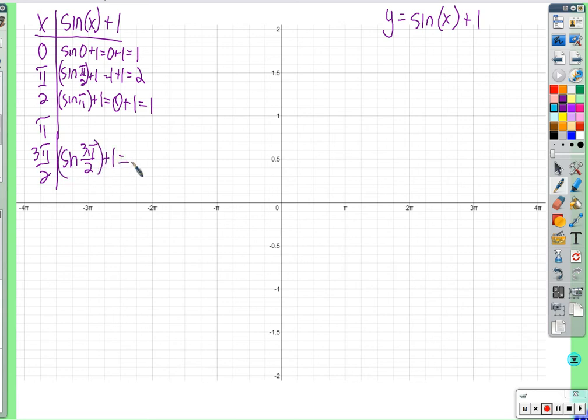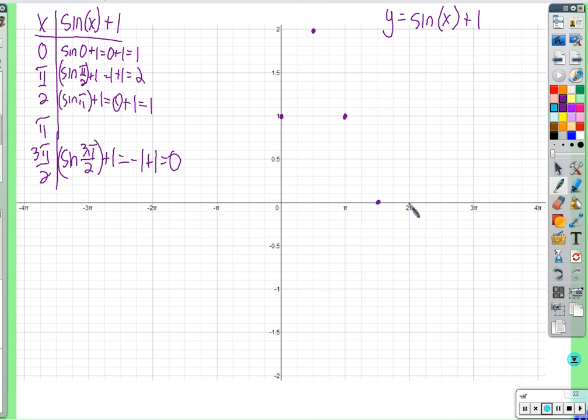We're going to add 1 to that. What's the sine of 3 pi over 2? Negative 1. We have our unit circles too. And so that comes out to be 0. So let's see what that looks like. 0, 1, where it would normally be 0, 0 and start going like that. And then pi over 2, comma 2. And then pi, comma 1. And then 3 pi over 2, comma 0.